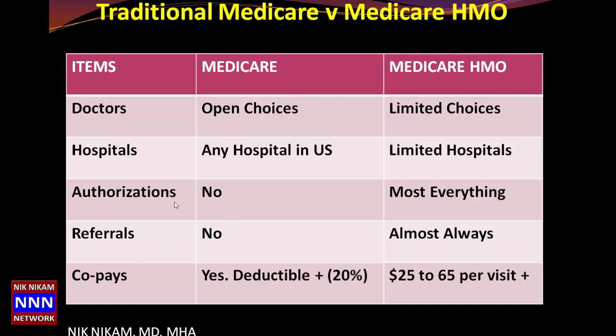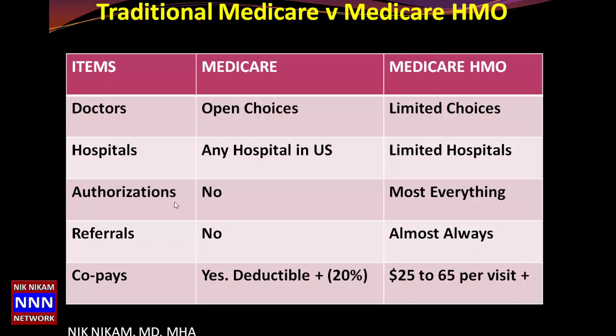Referrals. Not only do you need an authorization to do tests as a specialist, we need to have a referral from the primary doctor. If a primary doctor refers a patient to a cardiologist or a surgeon, they have to literally go on the Medicare Advantage website and get a referral number to send the patient to a specialist. All of this involves a lot of time and resources on the medical staff office, for which there is no reimbursement for the doctor's business.